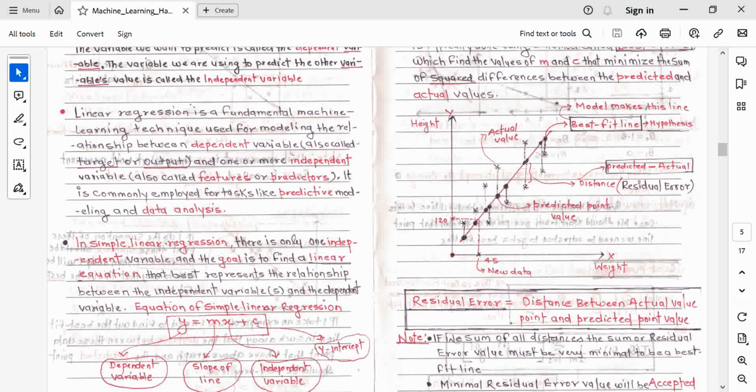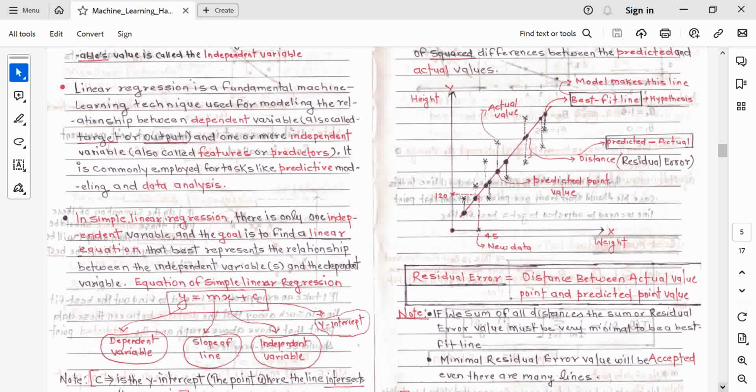This line is known as the best fit line, and we also mention the hypothesis here. So the model makes this line the best fit line hypothesis.